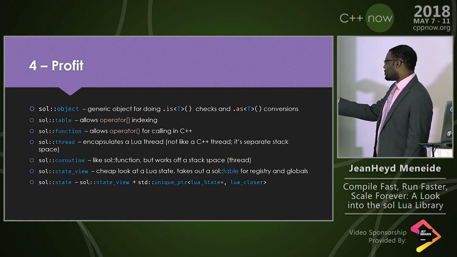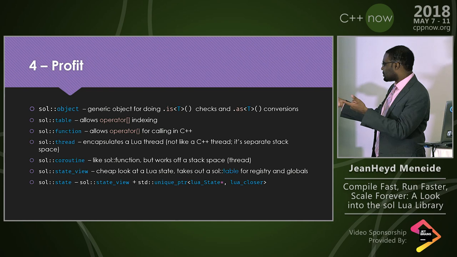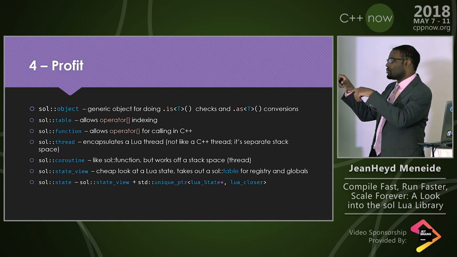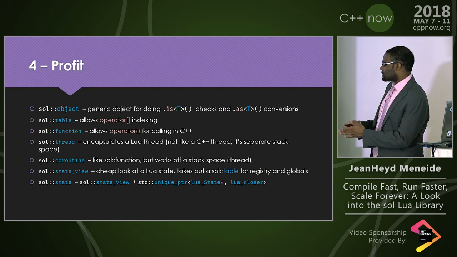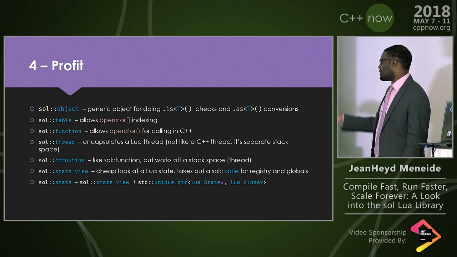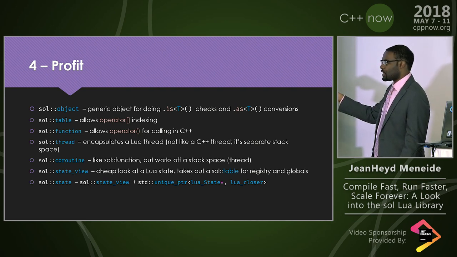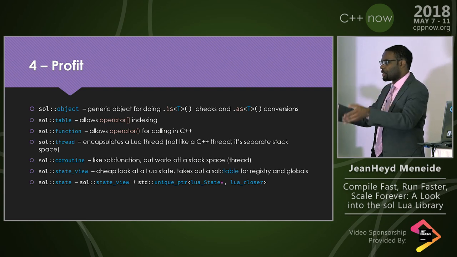We have state view, which isn't exactly derived from sol reference, but it keeps some sol tables on the inside so we have easy access to the registry and globals. So anytime you see that Lua open bracket in a string to get something, that's using this, where we go to the global table when they do that syntax, and we start basically doing the operations that they want.